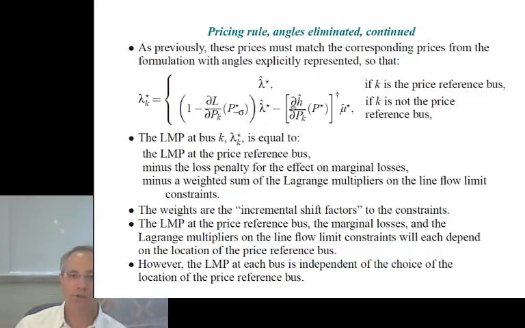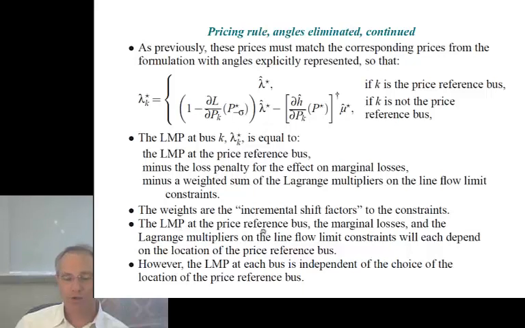The weights, in other words, the entries in dH by dPK, are derivatives of flows, that is to say, they are incremental shift factors to the constraints. They are rates of change of flows with injections. Remember, shift factors, when we did the DC power flow approximation, were changes in flow with changes in injection. But in the AC case, when we have changing effects, changing derivatives, then we should think of these as the incremental shift factors. And of course, if we are limited by outage conditions, it should be incremental outage shift factors.